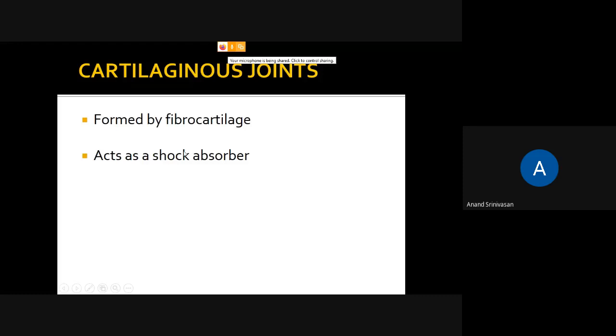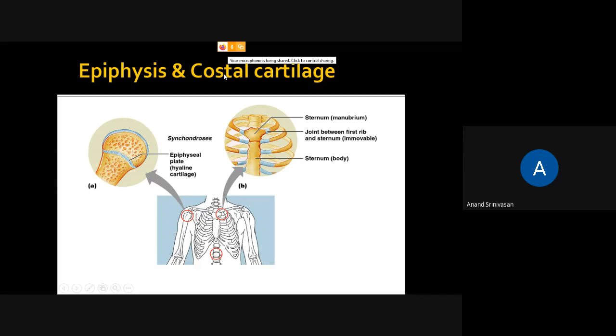You know the cars, right? So the cars, when they go up and down, like now on a bumpy road, there are shock absorbers which cushion it. So similarly in our body, there are certain cartilaginous joints which act like a shock absorber. Most of them are immovable, and sometimes they are slightly movable. Example, epiphysis and costal cartilage.